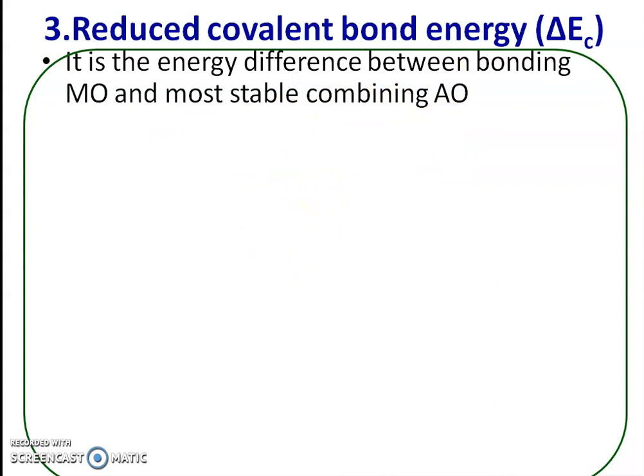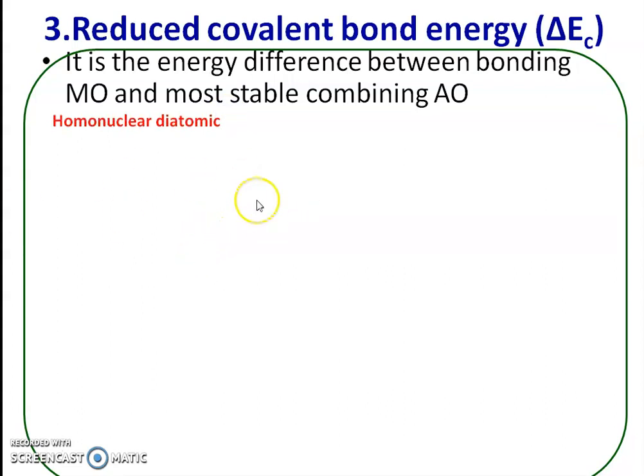Actually the definition of covalent bond energy is different, but here we are considering the definition in terms of the concept of molecular orbital theory. And you know, in molecular orbital theory, atomic orbitals combine and there is a formation of molecular orbitals. The meaning of covalent bond energy is the energy difference between the bonding molecular orbital and the most stable combining atomic orbital. Most stable means the atomic orbital having comparatively less energy. That is the most stable atomic orbital.